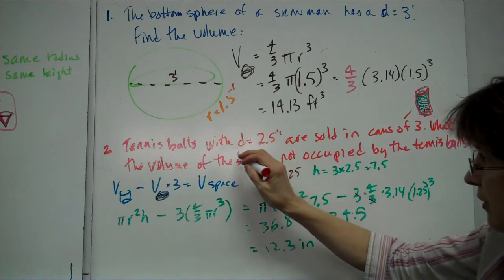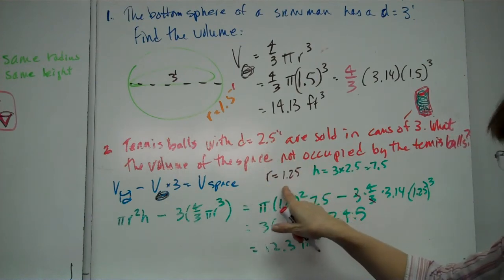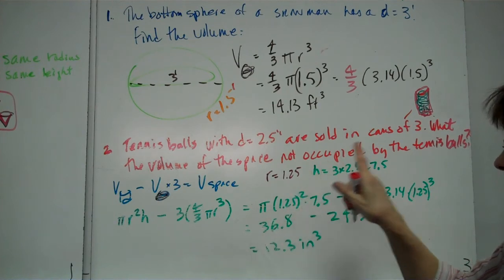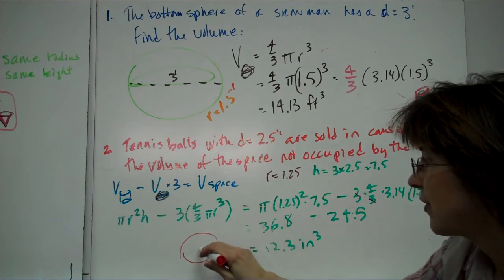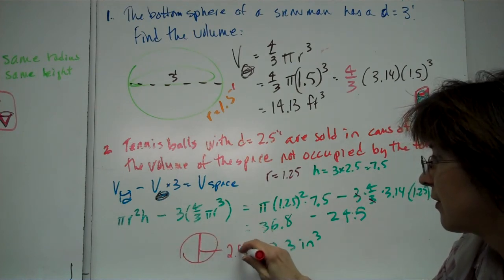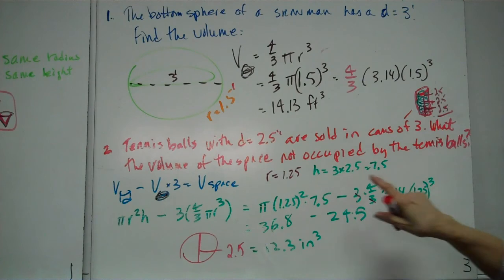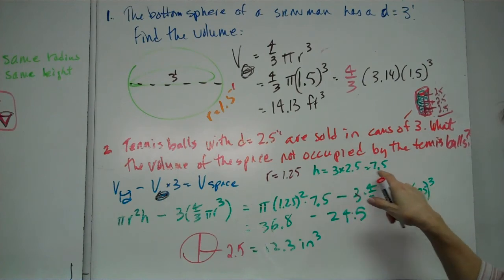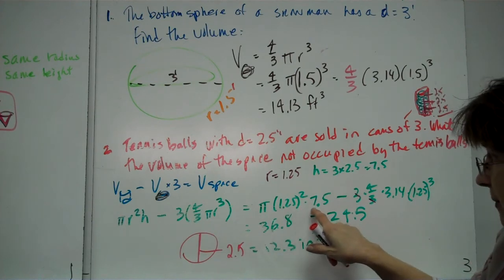I know my d is 2.5, so half of 2.5 is 1 1/4. So my r is 1.25. Then to get my height, I've got to think about it. If my diameter is 2.5, that means from here to here is 2.5. For the lower tennis ball, that's 2.5. The next tennis ball, that's 2.5. And this is 2.5. So I add all those together, or multiply by 3, and I get 7.5. So the height of my cylinder is 7.5.